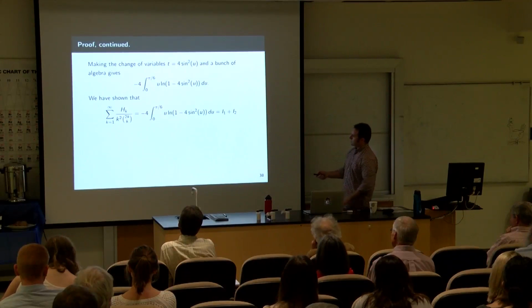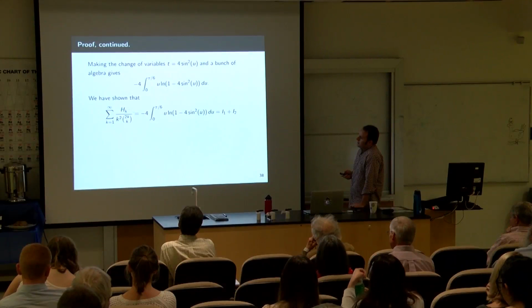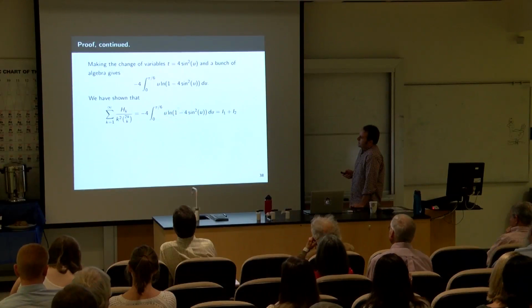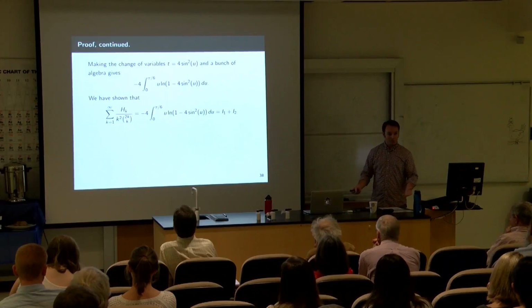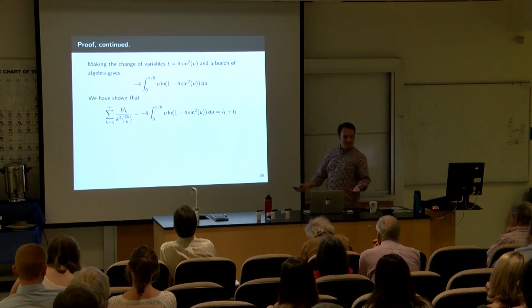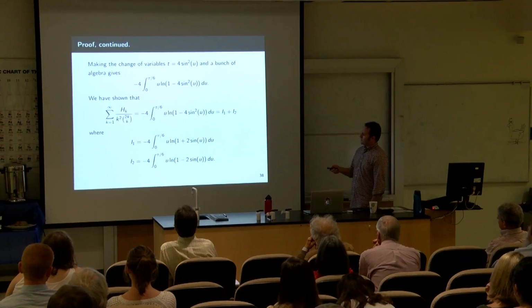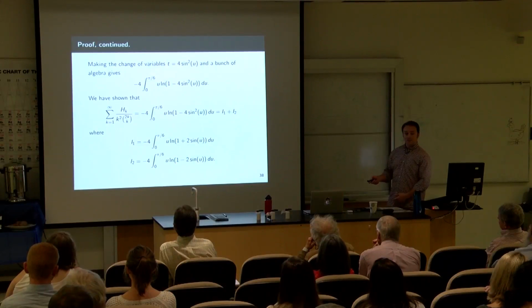So just to rehash, what we've shown is that this sum, the one we cared about, hk over k squared 2k choose k, is equal to this. Now, 1 minus 4 sine squared u. Okay, what can I do with that? Well, that actually factors as a difference of squares. So I can rewrite this as two different integrals, I1 plus I2, where one is 1 plus 2 sine u, and the other one is 1 minus 2 sine u.